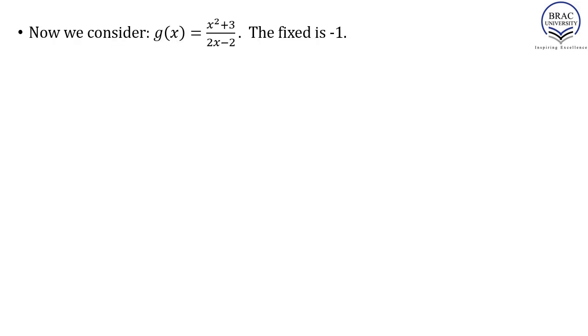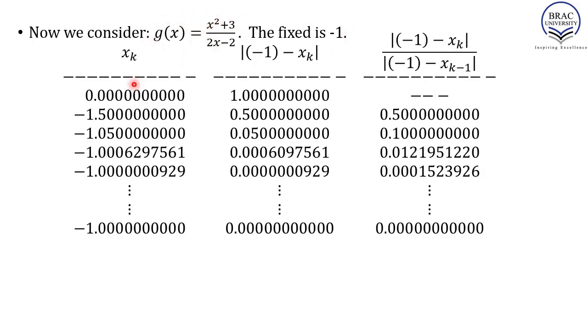Take the other example here. g(x) = (x² + 3)/(2x - 2). Remember, this one is also a converging function, and this one actually converges to -1 or 3 depending on how we choose x0. If we choose x0 equal to 0, it converges to -1, which is here, and if we start from x0 equal to 42, then it converges to 3. But let's choose the starting point as 0.